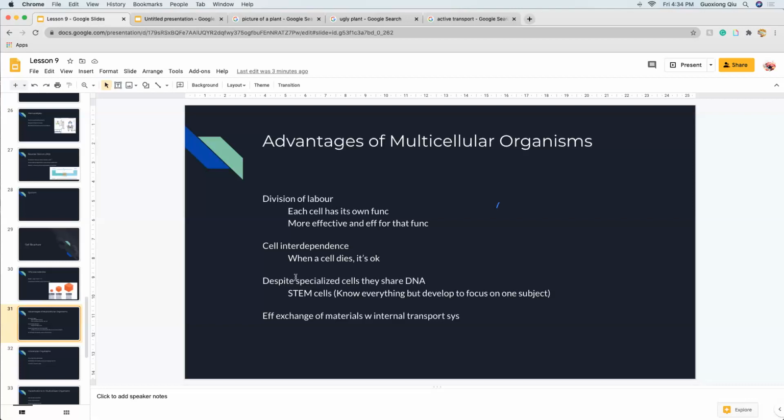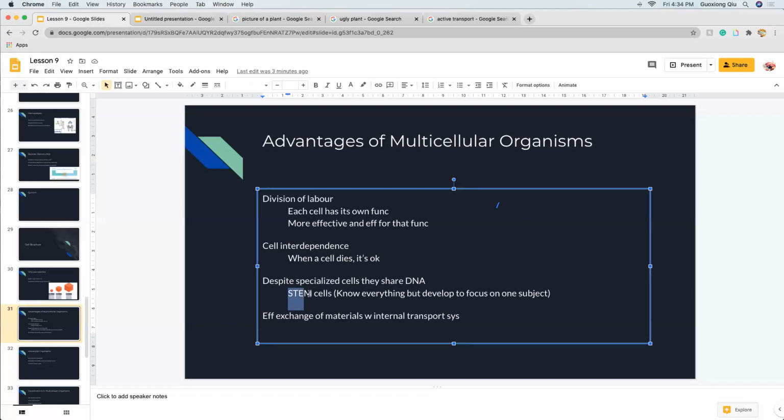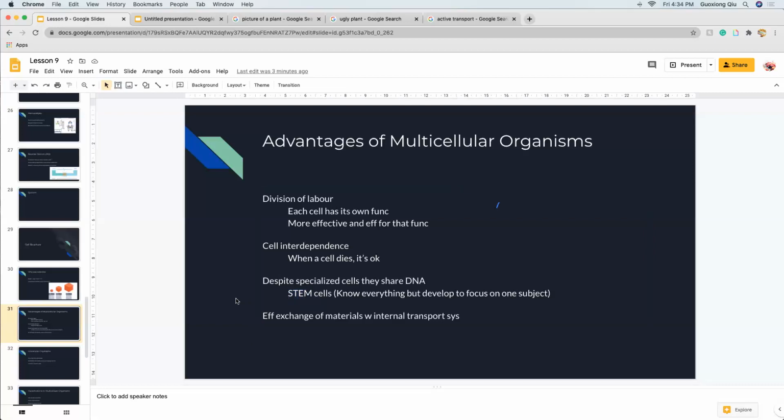However, the thing about our cells is that when we are born, we have lots of stem cells, which are like baby cells that can grow. As you grow older, they become specialized cells. Stem cells can develop into liver cells, they can grow into stomach cells, they can grow into any cell. I think they're usually found in babies as your baby is developing. So basically your cells share DNA.